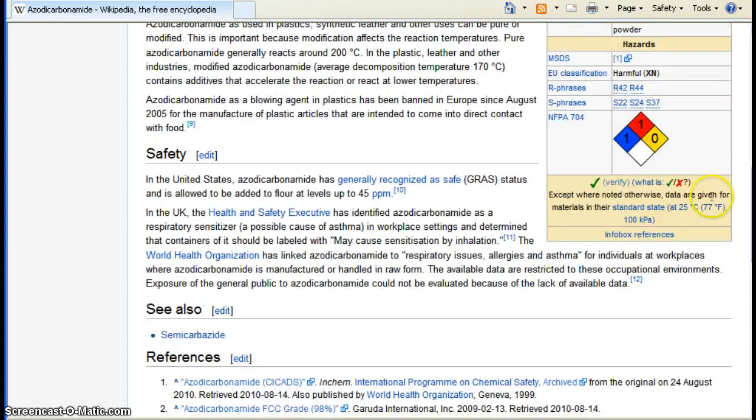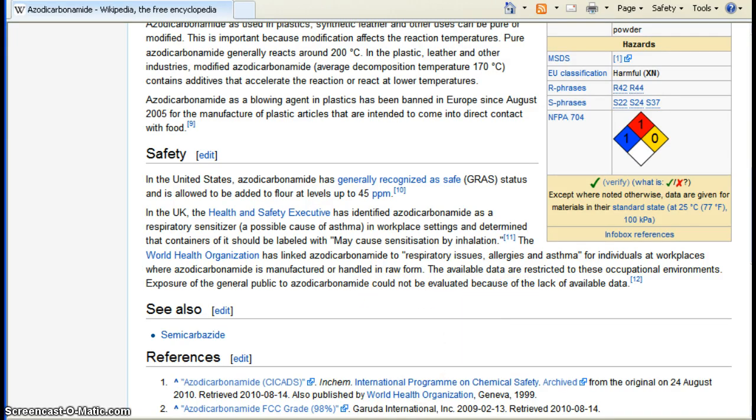In the U.S., generally recognized as safe. Allowed to be added to flour up to this level. In the UK, identified it as a respiratory sensitizer, possible cause of asthma in workplace settings, and determined that containers of it should be labeled "may cause sensitization by inhalation." WHO linked it to respiratory issues, allergies, and asthma. Available data are restricted to these occupational environments. Exposure of the general public to it could not be evaluated because of lack of available data, supposedly.